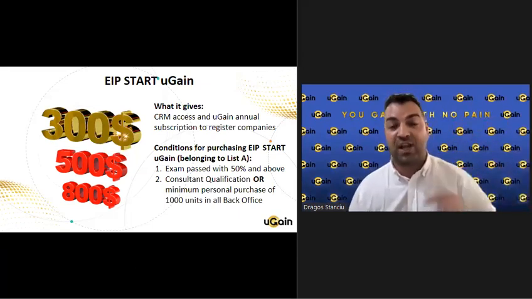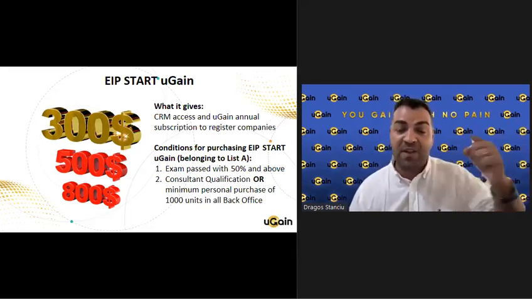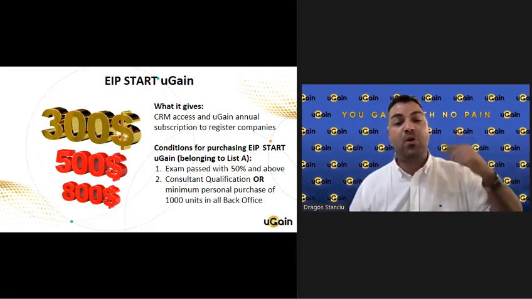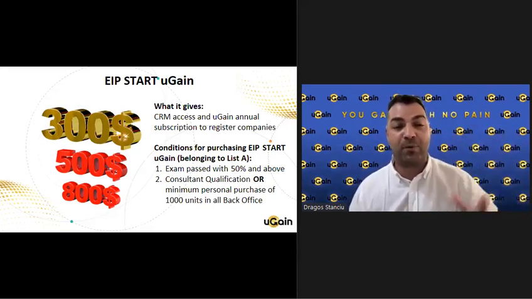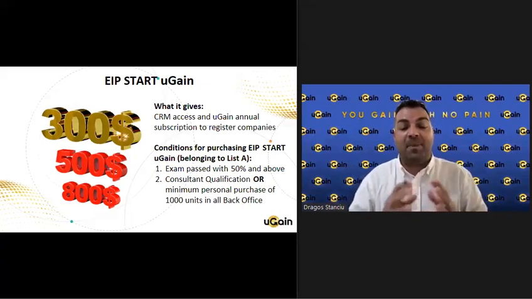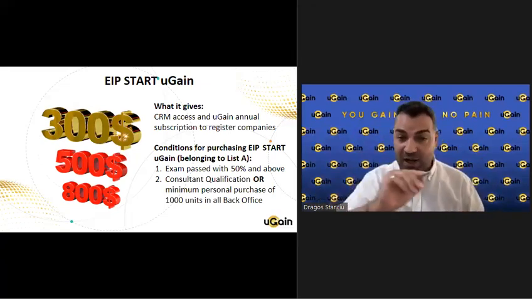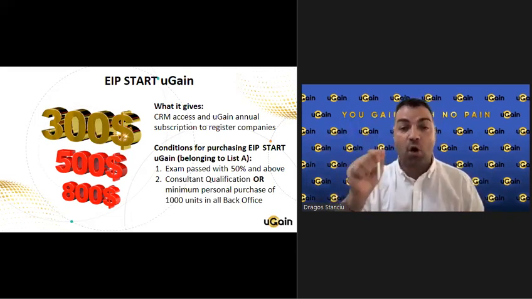Well, the terms and conditions to buy EIP Start uGain. The first one is to be in list A, meaning that you pass the exam with at least 50% score, and you also can earn a lot of UGT points. So the more professional you are, the more points you will earn, and the easier it will be to work in the project. And the more professional and trained you are, the easier it will be for you to navigate in the project.